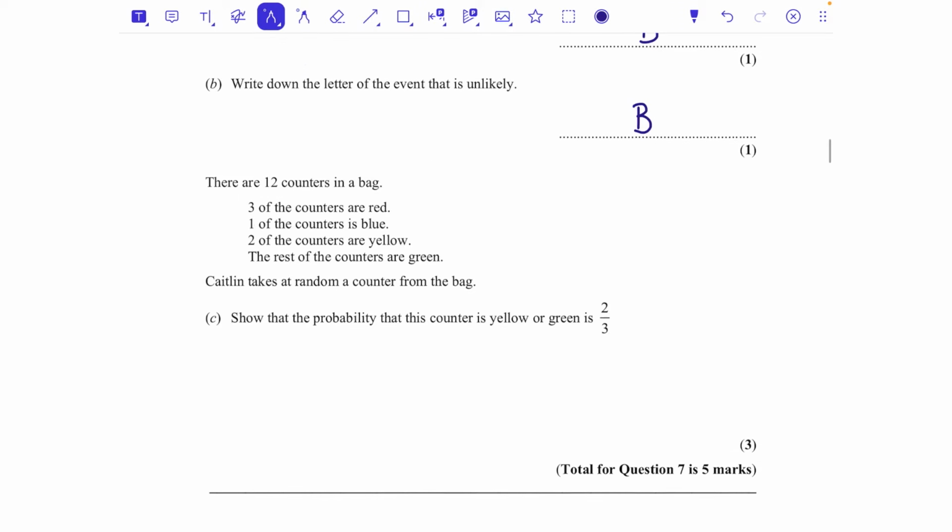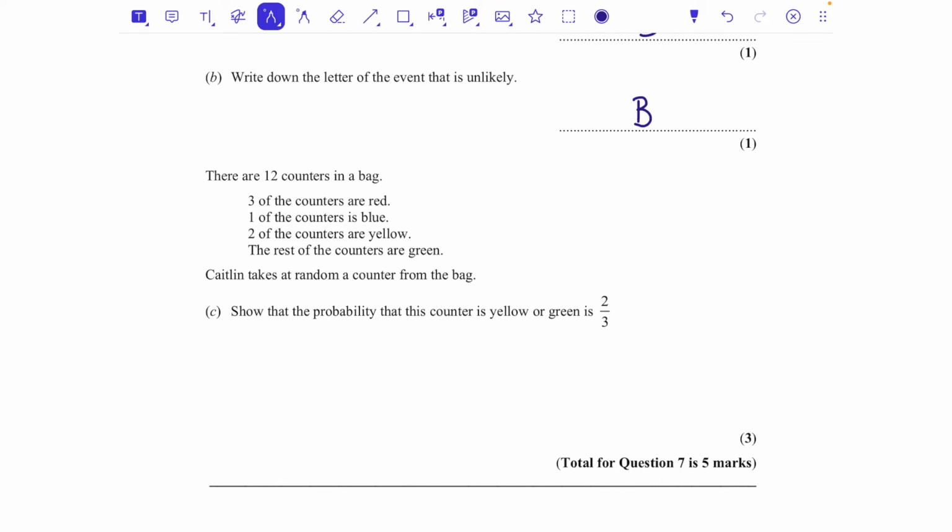There are 12 counters in a bag. 3 of the counters are red, 1 of the counters is blue, 2 of the counters are yellow, and the rest are green. Caitlin takes at random a counter from the bag.